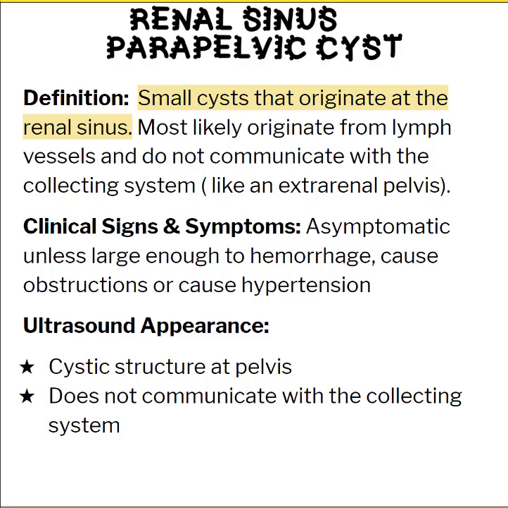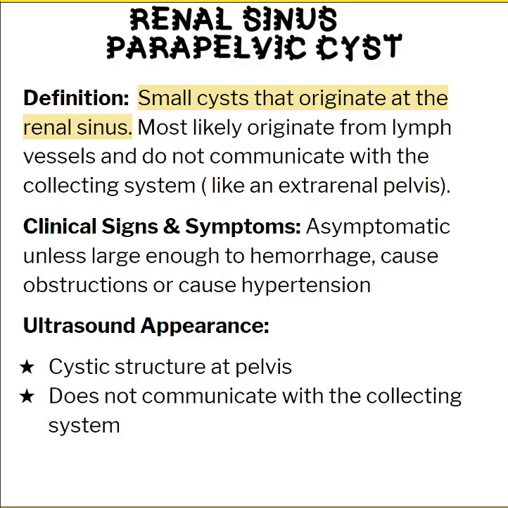So the renal sinus parapelvic cysts should not communicate with the collecting system. And these are very easy to confuse with extrarenal pelvises. If you recall back to our congenital variants, an extrarenal pelvis is kind of a floppy, squishy pelvis that sits outside of the kidney and tends to collect urine before it exits into the ureter.